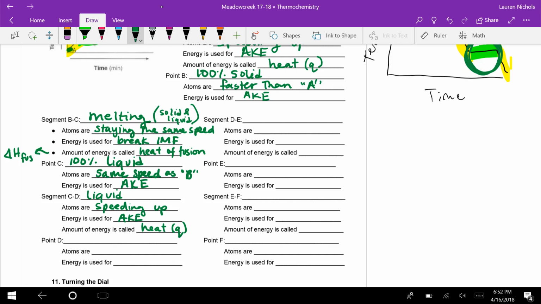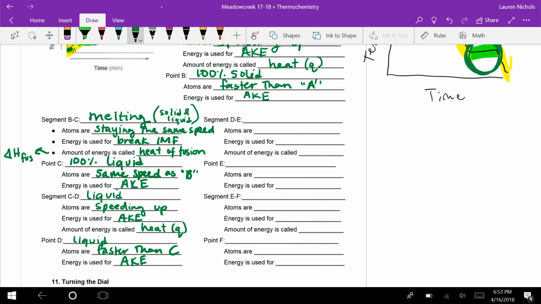If you want to know why it's Q and not H, look it up, ask Siri, call Google, I don't know, figure it out. And so at point D, we are still all liquid, okay, and the atoms are faster than C, and the energy is still being used for average kinetic energy, okay.